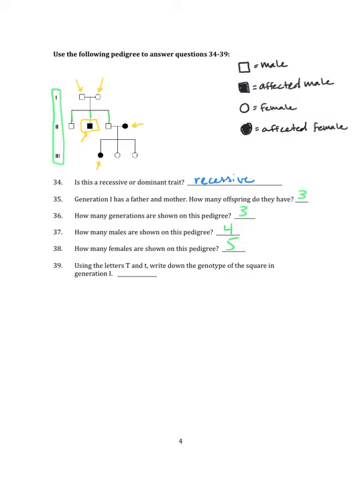And then number 39 says use the letters big T and small t and write down the genotype of the square in generation 1. So the square in generation 1 is this father. And if we assume that this is a recessive pedigree and he has a child who has the trait, his genotype has to be heterozygous, which is big T, small t.